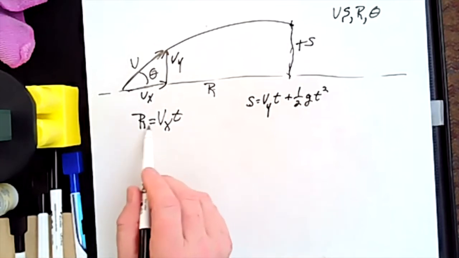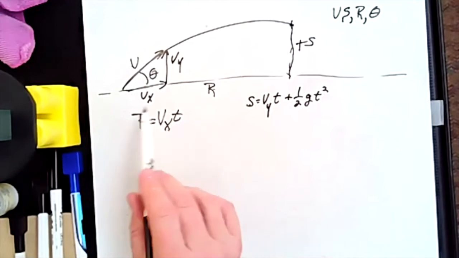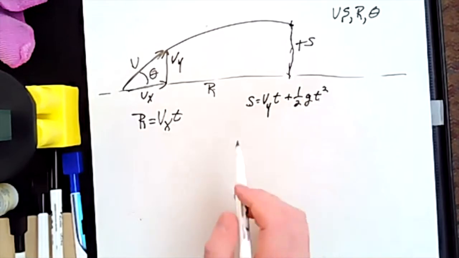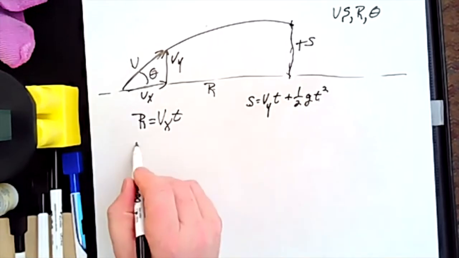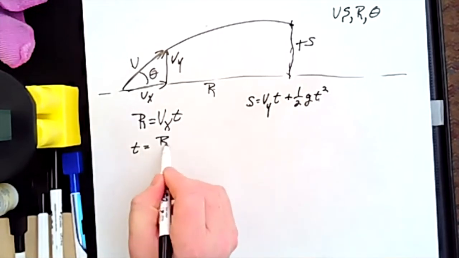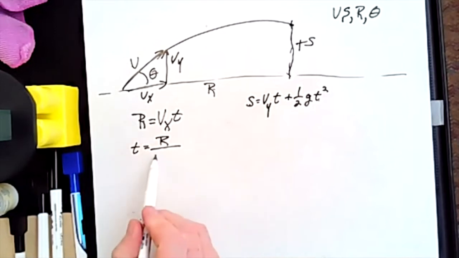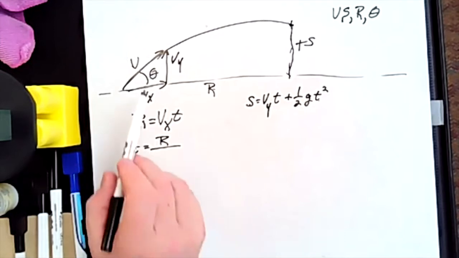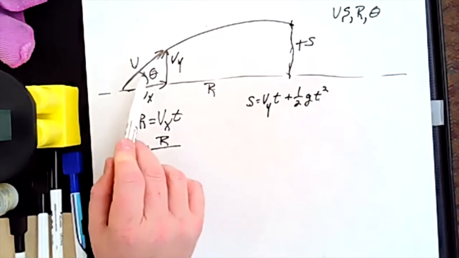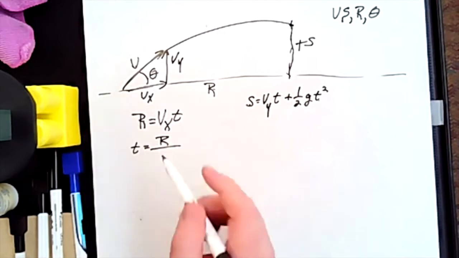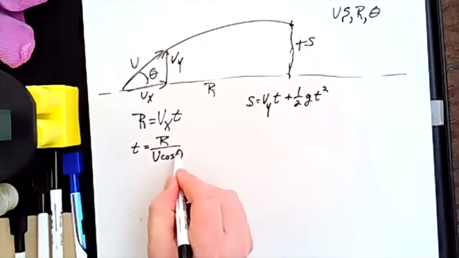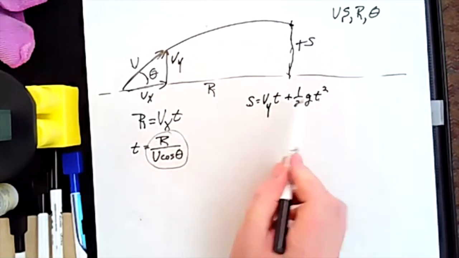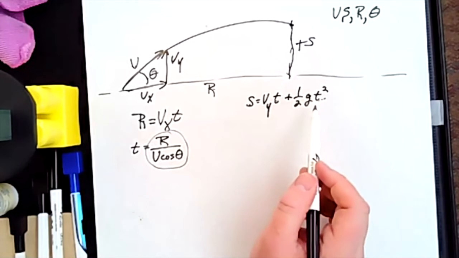So let's start with this one here, because what I want to do is solve this for time and then plug it in this one, right? Because I don't want time in this equation. So that's pretty easy. Time is R over, do you know what Vx is? It's V cosine of the angle, right? So V cosine of the angle. Okay, and I'm going to put this time in for these two times right here.